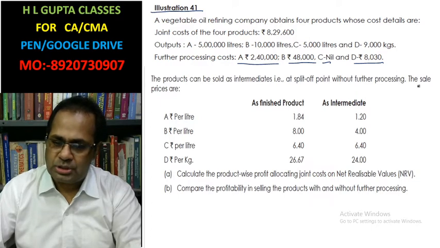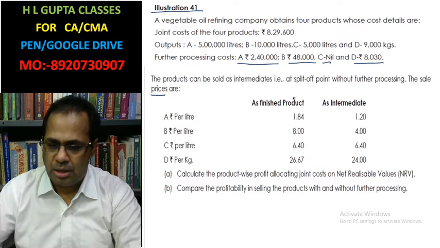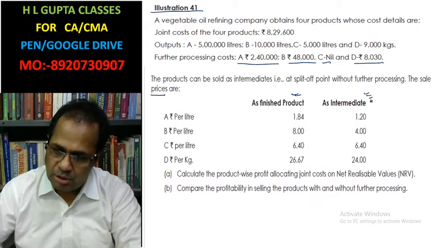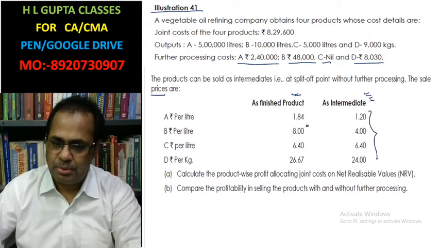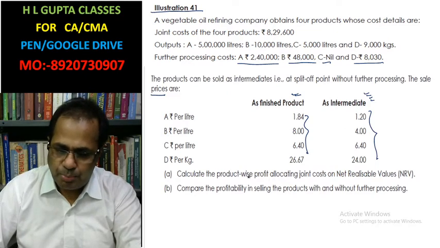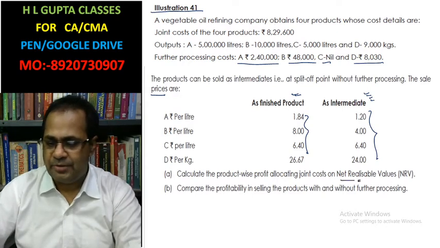Without further processing, the sale price is given per liter as intermediate products at the split-off point, and as finished goods after further processing. This is the selling price at split-off, and this is the selling price after further processing. Calculate the product-wise profit, allocating joint cost on the basis of net realizable value, NRV.